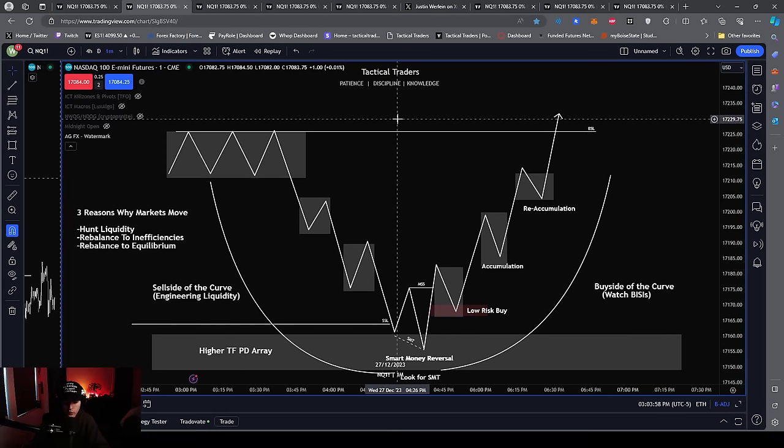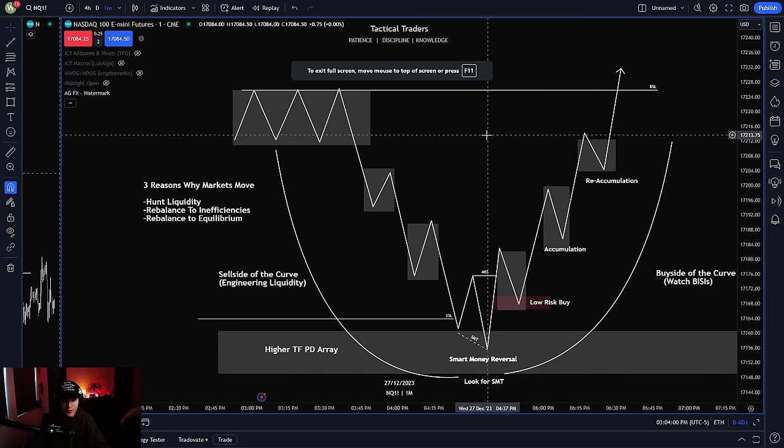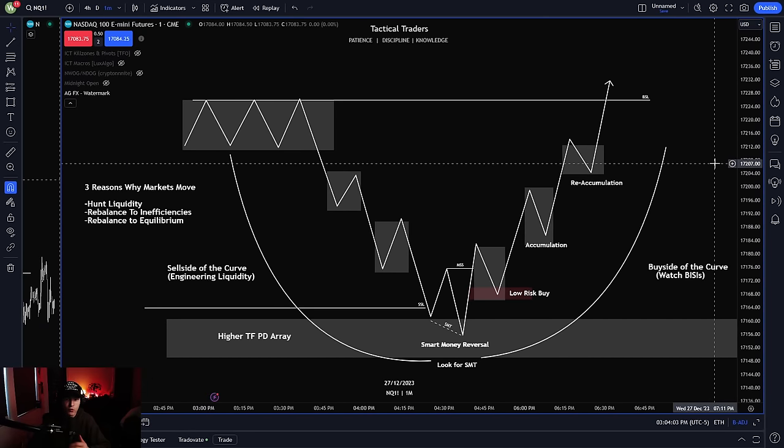Now, the first thing that I want you guys to understand in this video is the three reasons why markets move. Every single time that I'm trading, I have these three things in mind. It needs to be burned into your brain, and every single trade that you take or idea or bias that you have needs to have one of these three things as a factor in it. Number one, markets move to hunt liquidity, buy side and sell side. Number two, markets move to rebalance to inefficiencies, which are fair value gaps. And number three, rebalancing to equilibrium. So these are the three reasons why markets move.